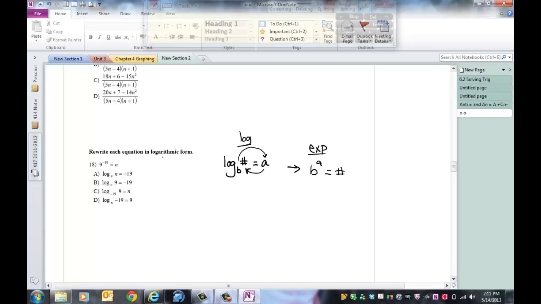They were just rewriting this in log, so there's my base. So I have this as log, 9 is my base. I jump across the river to go play, so N is the next thing that I write down. I jump back across the creek to go home. It's equal to negative 19. So my answer is A.